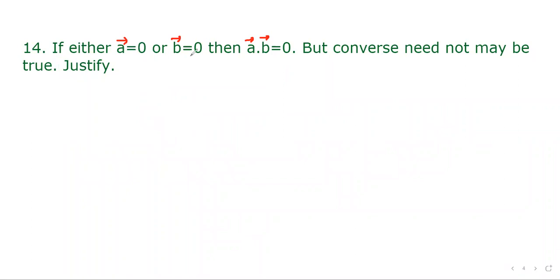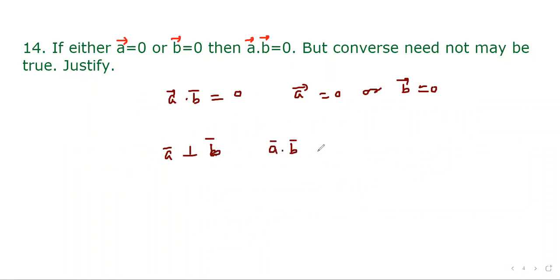Now question number 14. If either vector A equal to 0 or vector B equal to 0, then A dot B equal to 0. Clearly, if A dot B equal to 0, it means either A equal to 0 or B equal to 0. Also, we know that if vector A is perpendicular to vector B, in that case also we get A dot B equal to 0. So that is why converse need not be true. So here it is not necessary that these two vectors are 0. If they are perpendicular to each other, still result will be 0.